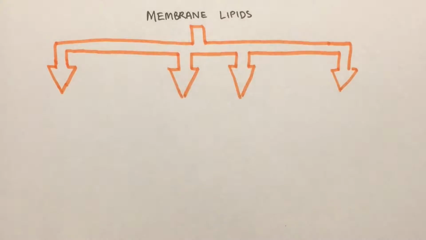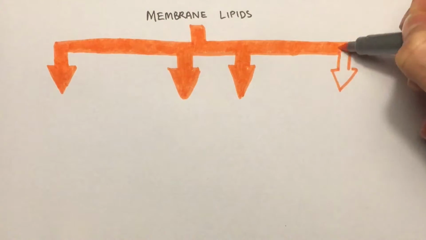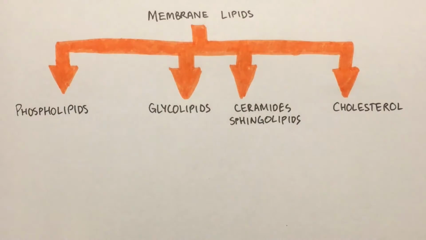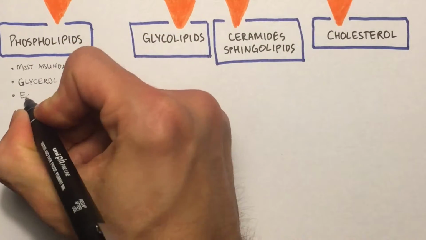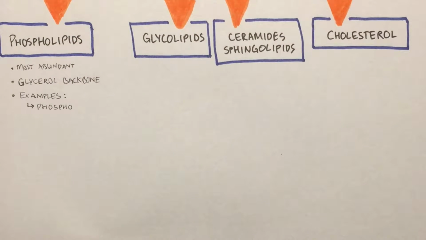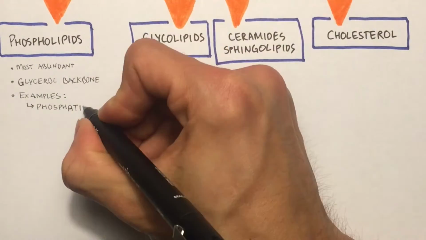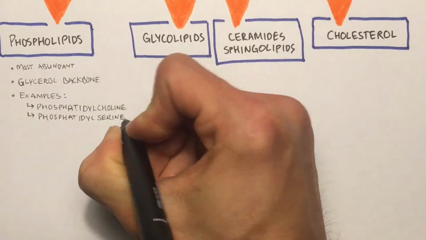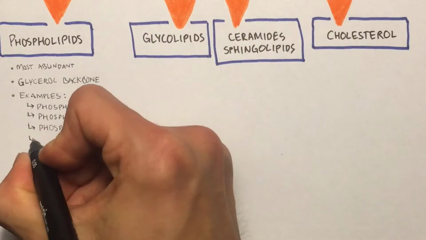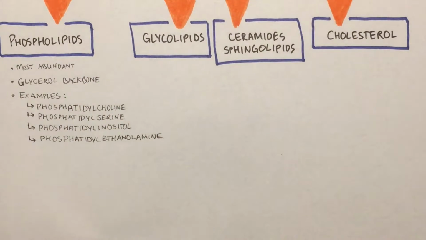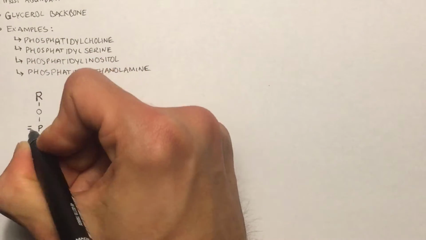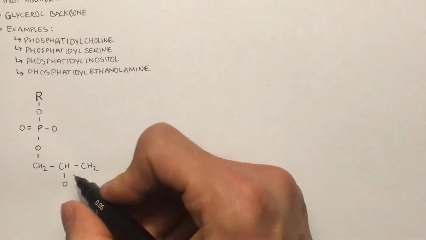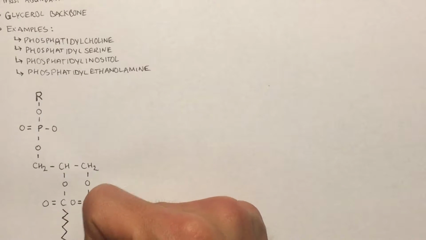The lipids can be divided into four groups. First, we have the phospholipids, which have a phosphate group that links the head and the tails together. The phospholipids are the most abundant lipid in the membrane. They have a glycerol backbone, and here are some examples of phospholipids. Here you can see the chemical structure of the phospholipids, and the R group is what makes the phospholipids different from each other.